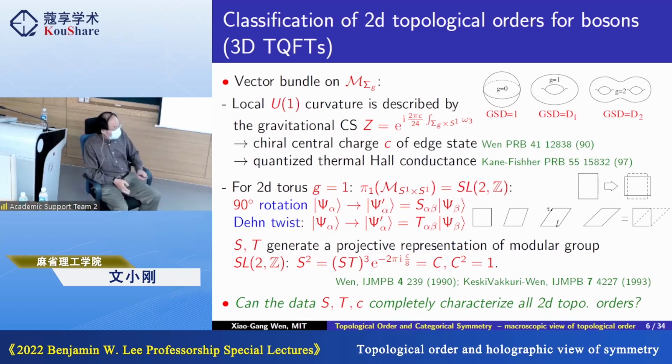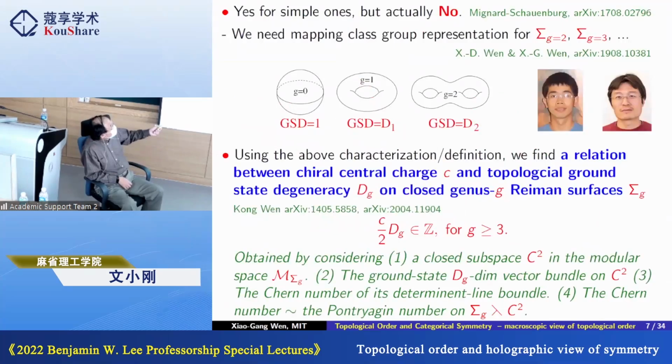So usually for the SL(2,Z) representation, (ST)^3 should equal C and C squared equals 1. If the central charge is 0, that is a representation. If it's not equal to 0, we actually have some kind of twisted, projective representation. At the end, S, T and C are called modular data. The question is whether this can characterize all topological orders, and the answer is no, as I mentioned. There are counterexamples.